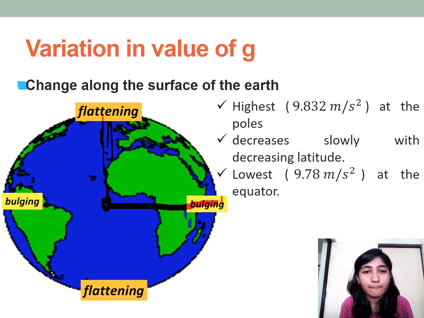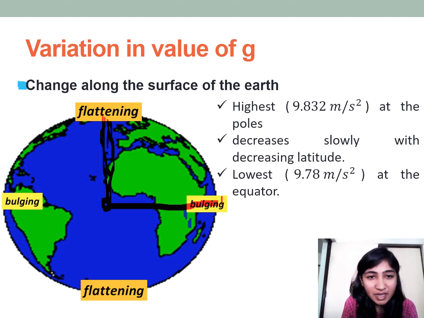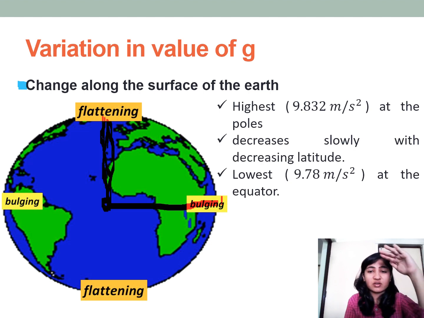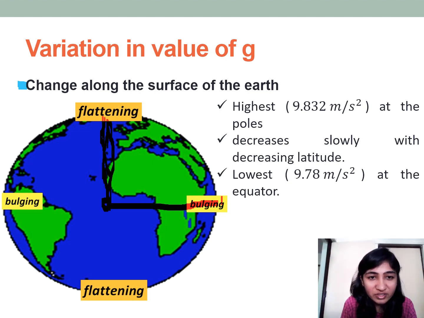So as the formula is g is equal to GM upon r square, it is inversely proportional to the distance square. Here the distance is less because the earth is flattened at the poles, and at the equator it is bulged, so the distance from the center is more. So where the distance is less, the value will be the highest because it is in inverse proportion with the distance.